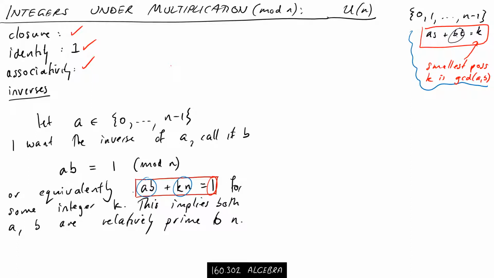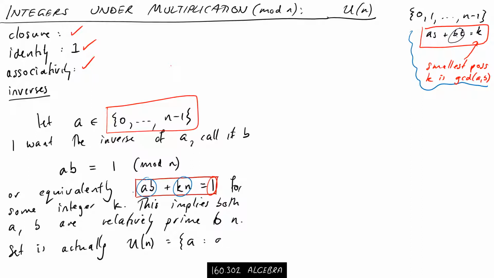Okay, so this means that I cannot actually have this whole set here, because those numbers are not all relatively prime to n. I'm only allowed to have numbers that are relatively prime to n, otherwise I will not have an inverse. So this means the set is actually, and we denote it by capital U of n, the set of all a such that GCD of a and n is equal to 1.